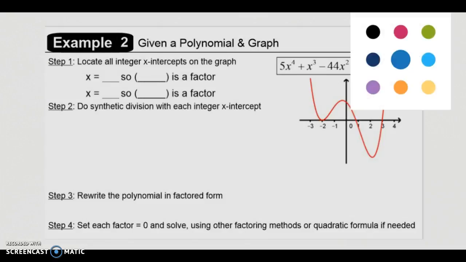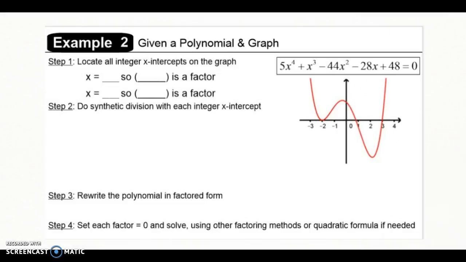We're going to move on to example 2. Same idea, different factors. So let's look at the graph. Looks like we have an x-intercept at -2 and 3. So x is -2 and x is 3. The x of -2 is going to give us x plus 2 as a factor. x equals 3 is going to give us x minus 3 as a factor.